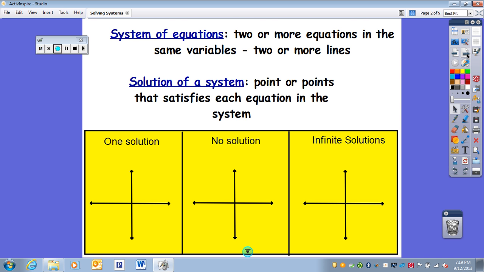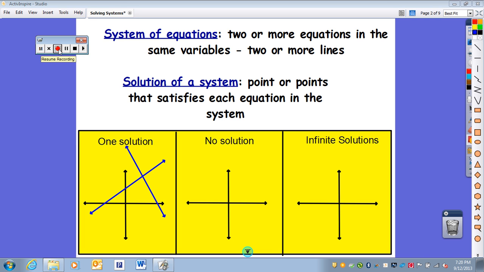Let's take a look so we remember what it is in a system to have one solution. With one solution, if we have two equations or two lines and we are to draw them, a point will be our solution. I've drawn an example of two lines on this coordinate grid, and you'll notice that right here there is the point of intersection where the two lines cross, and that would be the solution to the system. This particular point would be a solution to both of the linear equations.